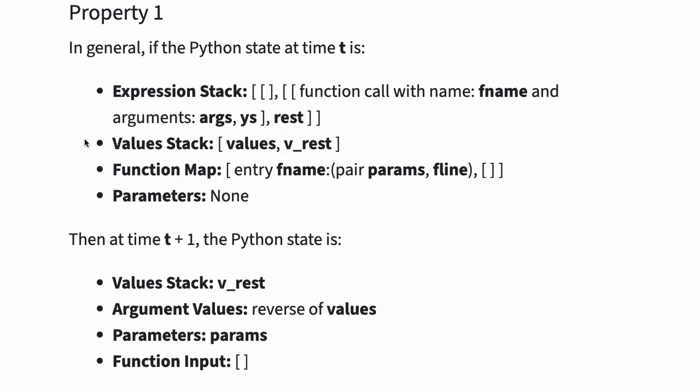In general, if at time t, the expression stack contains an empty element followed by a stack with a function call with name fname, and the top element of the value stack is values, and the function map contains an entry with key fname and the pair params and fline, then at time t plus 1, values is popped from the value stack, and the argument value stack is a reverse of values. The parameter stack is params, and the function input is an empty map.